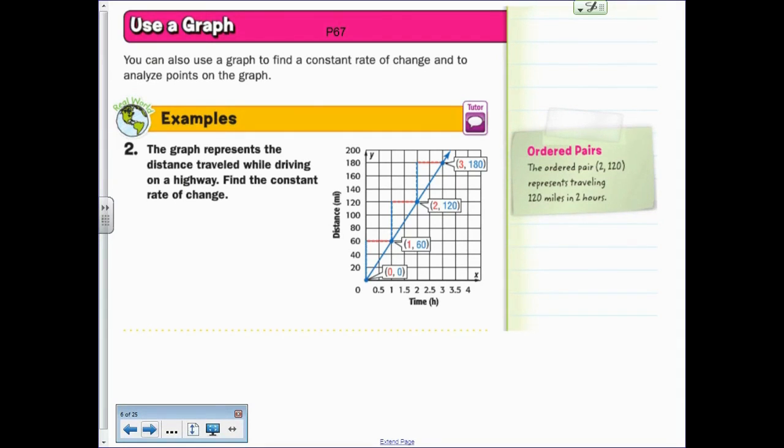So first of all, you will notice that this graph is showing a proportional situation. That is, it has a straight line through the origin. We know that we can then say that this situation is proportional.